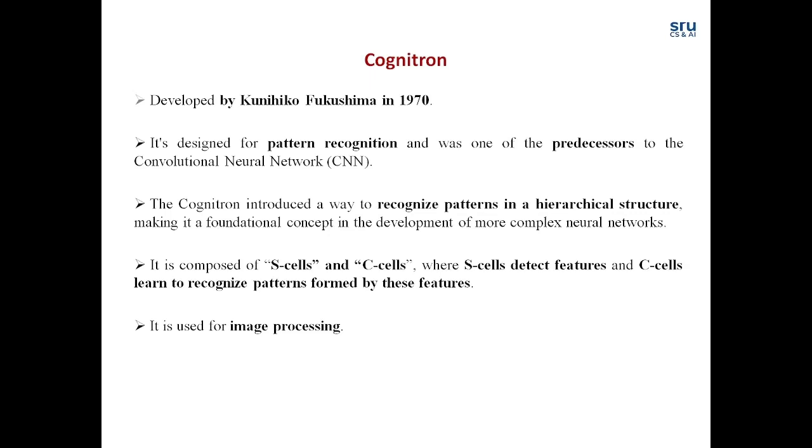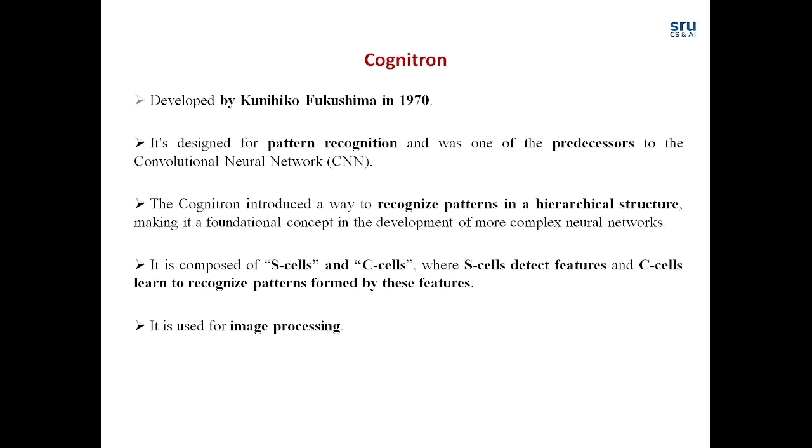Then we have the Cognitron. It was developed by Kunihiko Fukushima in 1970. It is designed for pattern recognition, and it is a predecessor to the convolutional neural network, which is called CNN. The cognitron is introduced in such a way that it recognizes patterns in hierarchical structures, and it leads to foundation concepts in the development of more complex neural networks.